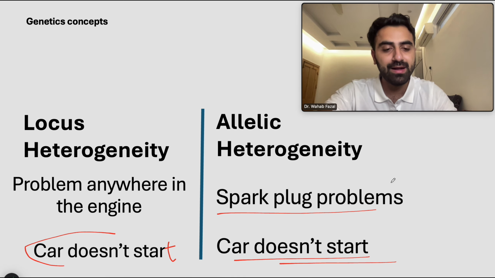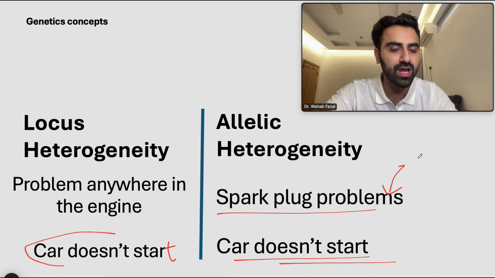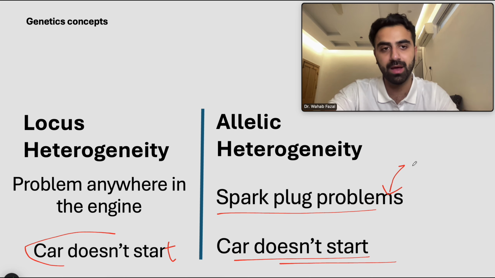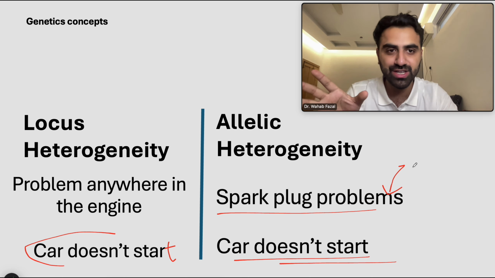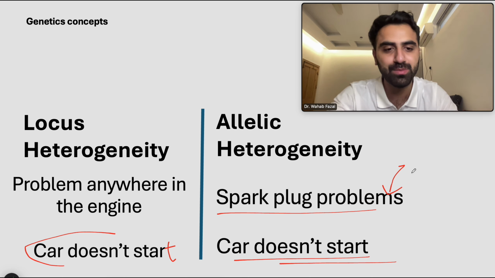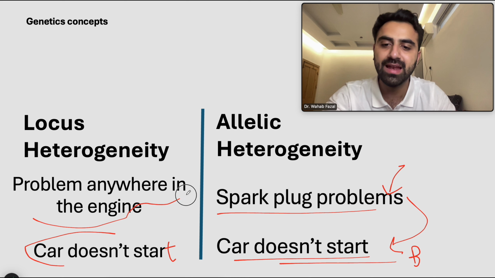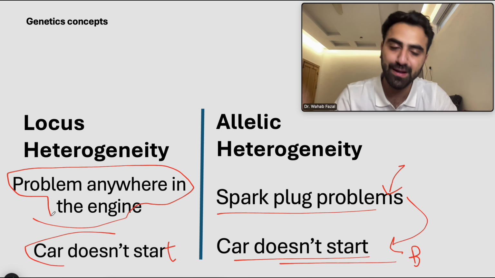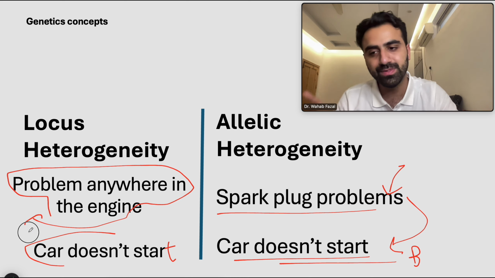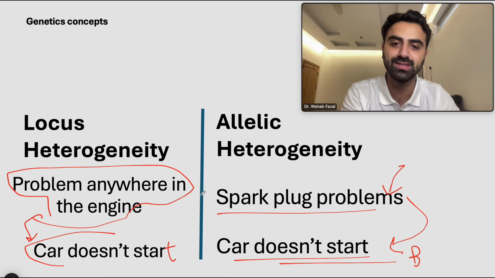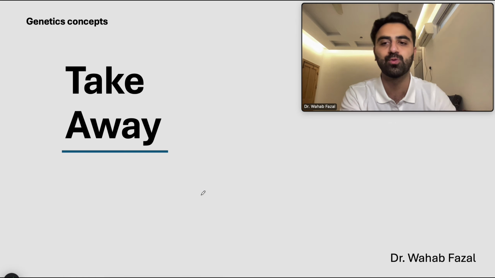So you have different problems in the same location, same gene, with different kinds of allelic mutations, deletions, whatever that mutation might be, and the problem in the end is the same, like beta thalassemia or the car not starting. Then locus heterogeneity: problems at different locations in the engine, but the disease itself is still that the car doesn't start. So that's the difference between the two.